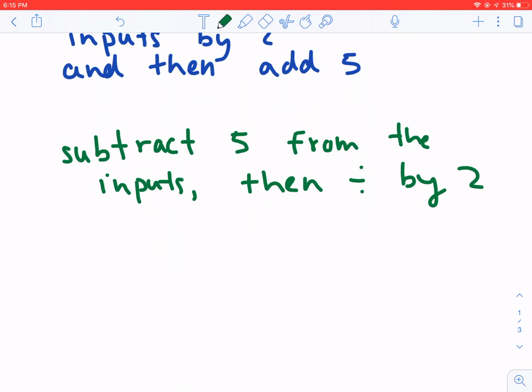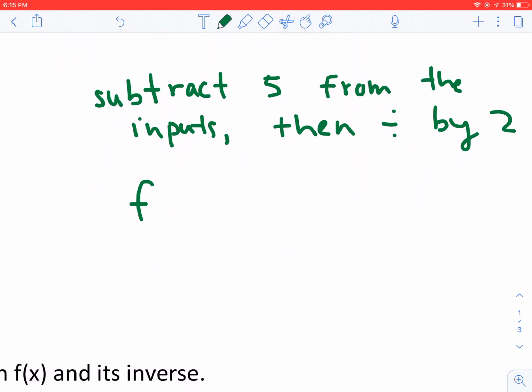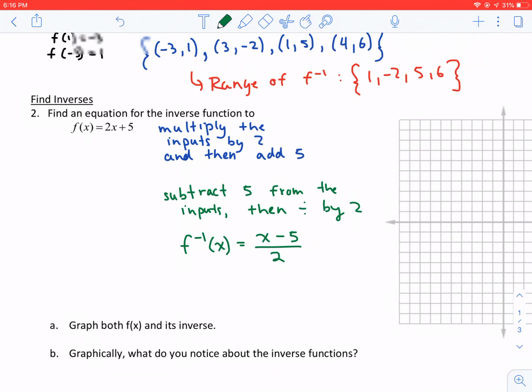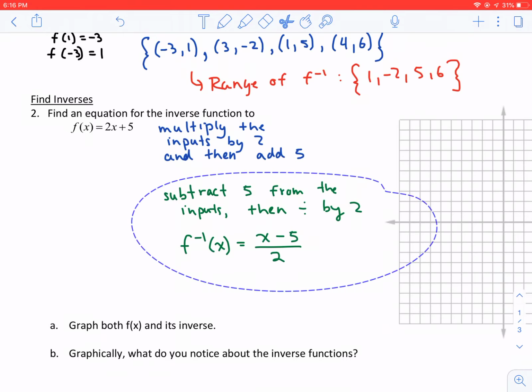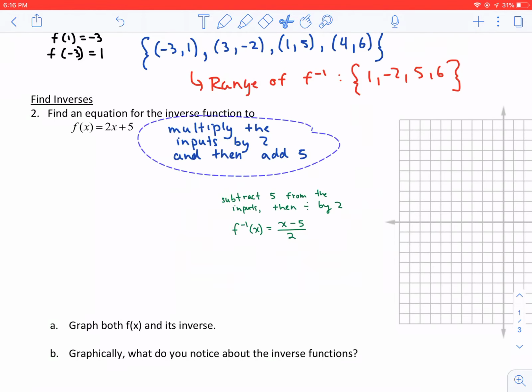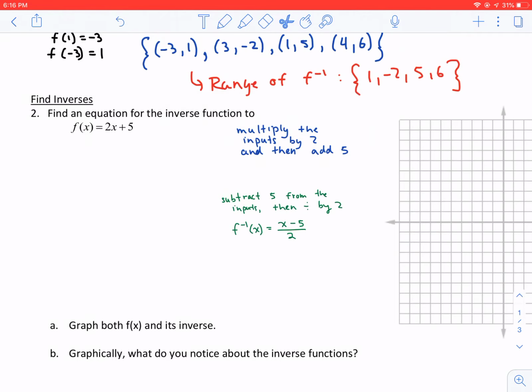So according to what we're saying here, our inverse function should look like this. Here's the notation. The inverse of our original function is going to equal, so I'm subtracting 5 from the input, so x minus 5, and then I'm going to divide that entire thing by 2. And that should look like the inverse function. So we're not going to be doing it this way. This is just a way to think about what the inverse is.